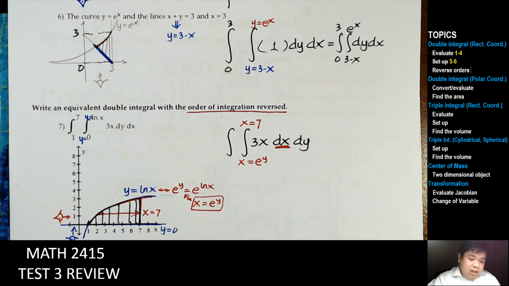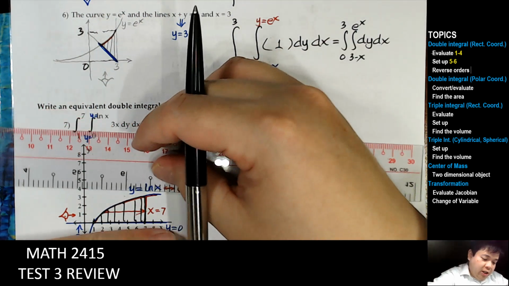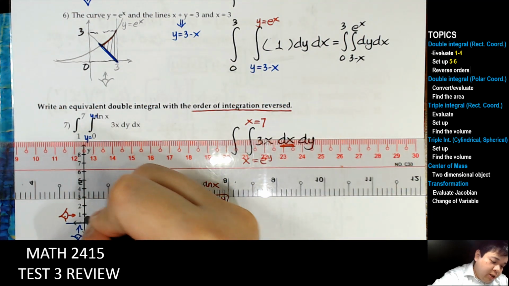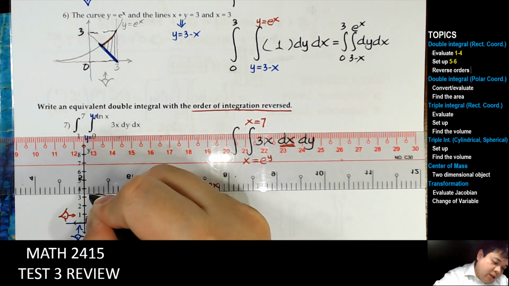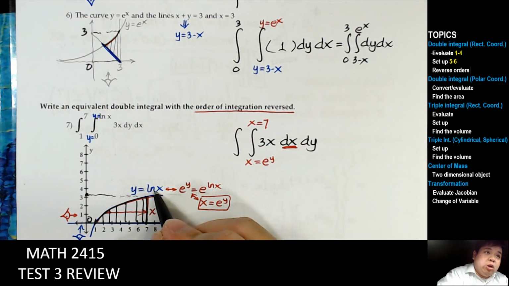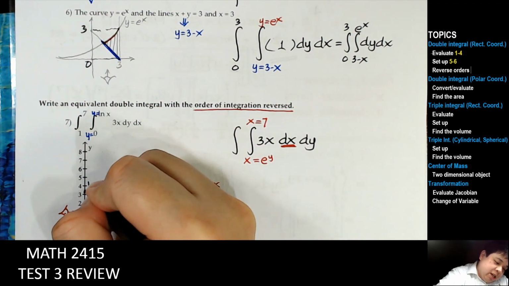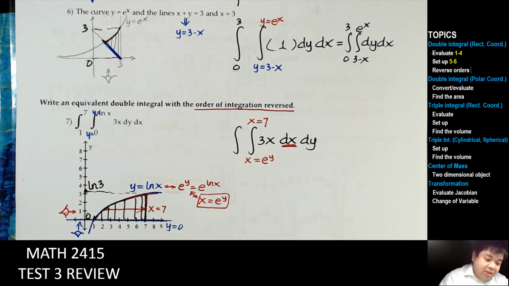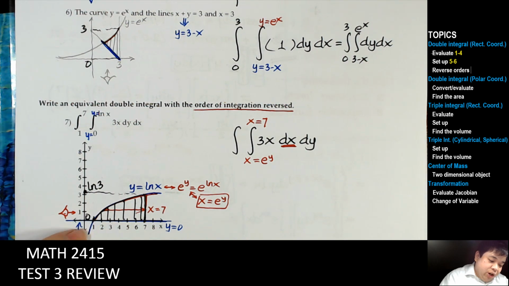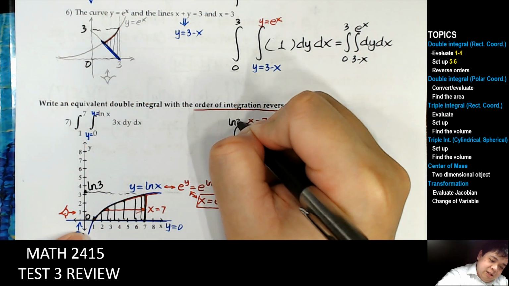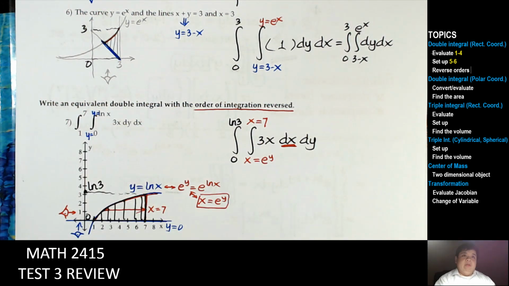Now the limit for the y outside will be easy. We know it's going to be between those two, from 0 to whatever this value says. It's not going to be 3. But because the function is y equal to ln of x, whatever this is, it is going to be ln of 3. The graph is not correct, but we know it's going from 0 to ln of 3. Right. So that is where we'll reverse the limit.